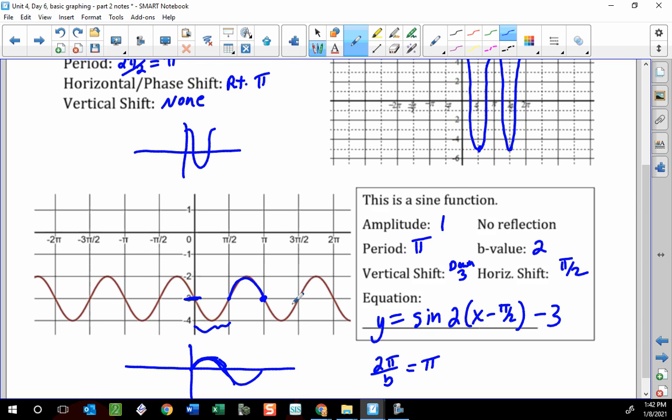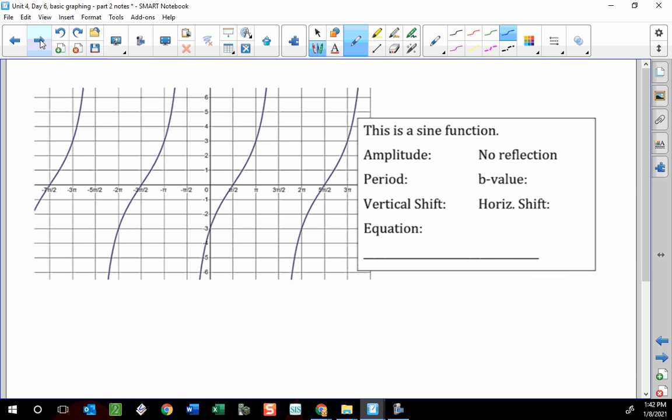All right, I know it's been 20 minutes. Let's just finish up this last one and be done. Okay, here we go. So this one is a, oh, sine. No, this is a tangent function. Sorry about that. This is not a sine function. All right, no reflection.